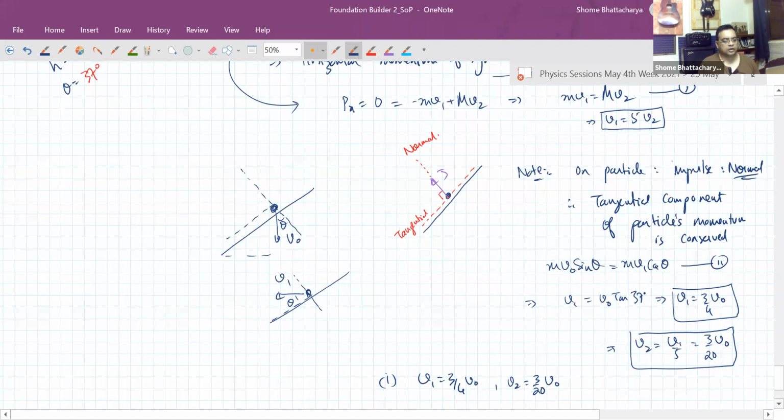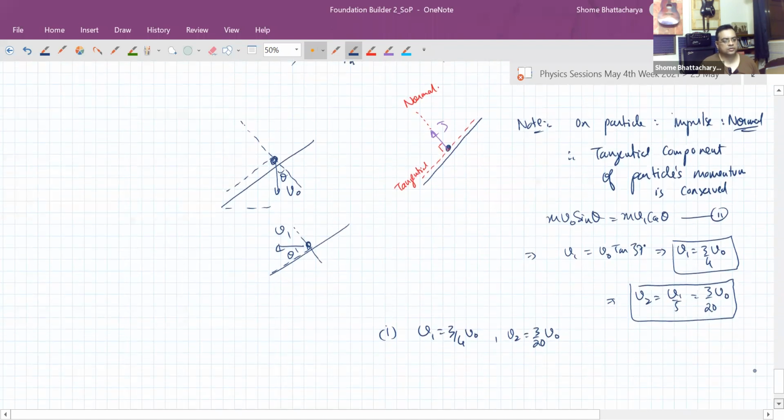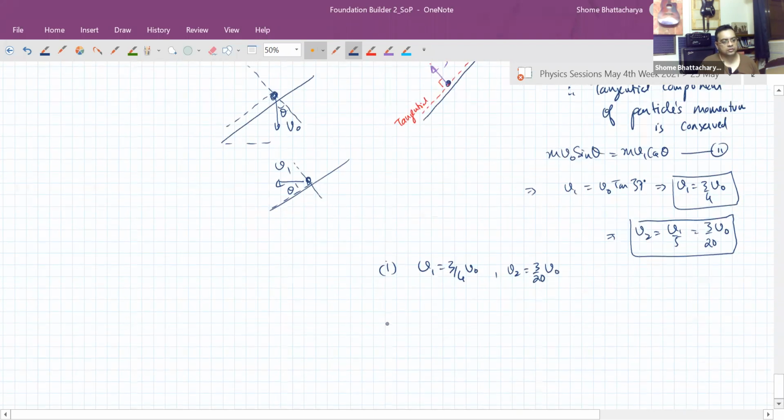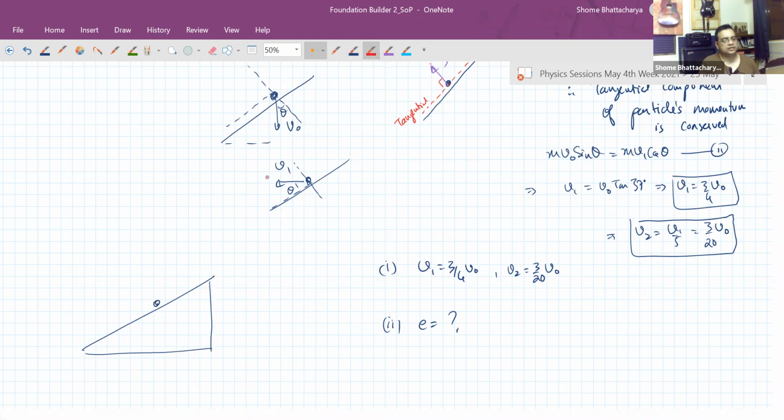Okay. Now we want the coefficient of restitution. Now we want to find out e. So coming back to this, the wedge was stationary initially, and the particle was hitting it with a velocity v naught like this, where with respect to the normal, this angle was theta. So what is the approach velocity of the particle? It is v naught cos theta.